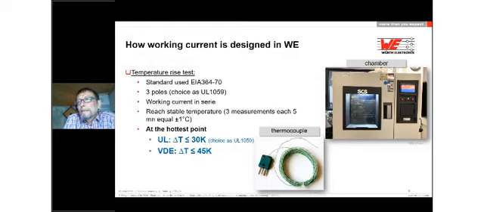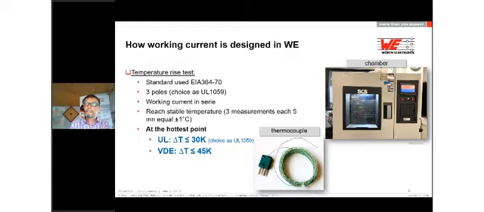And then you do the test and reach the stable temperature. You have to do 3 measurements, each 5 minutes apart. The temperature is not allowed to change by more than 1 degree Celsius. And then we have to take care of the hottest point. There are some regulations, one from UL, the Underwriters Laboratories in the USA, you know them all, I think, and one from VDE, which is more or less a German or European specification. When we look at the UL 1059, we have to respect the UL specification, especially for applications that run in the American or Canadian market. And UL says the delta T of a power connector must be under 30 Kelvin.